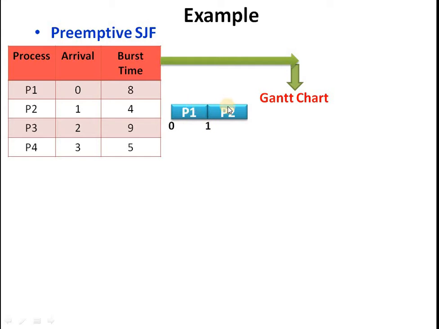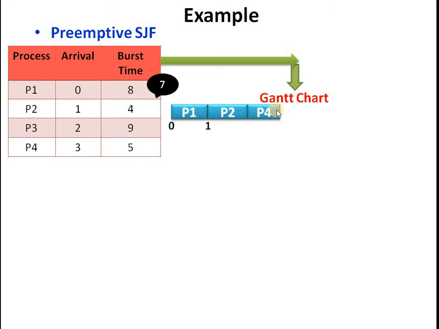So P2 has a smaller burst time as compared to P1. So P1 is removed and sent back to the ready queue, and P2 gets the CPU for the execution. So P2 has 4 milliseconds. P1 was executed 1 millisecond, so its remaining burst time is 7 milliseconds because 1 millisecond has been executed.